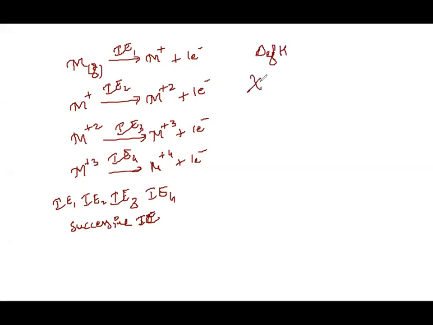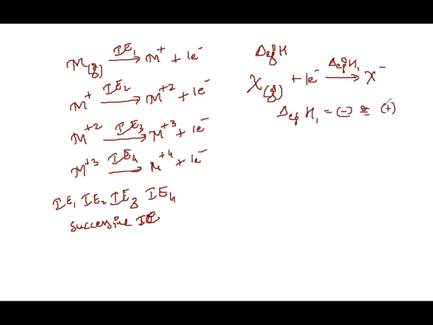What does that mean? Suppose I have a neutral gaseous atom. I want to make it gain an electron. I will use electron gain enthalpy, and it becomes X minus. So this is the first electron gain enthalpy. It might be positive, it might be negative. So electron gain enthalpy might be negative or positive.